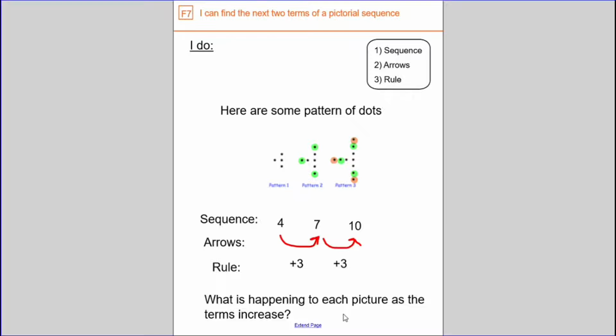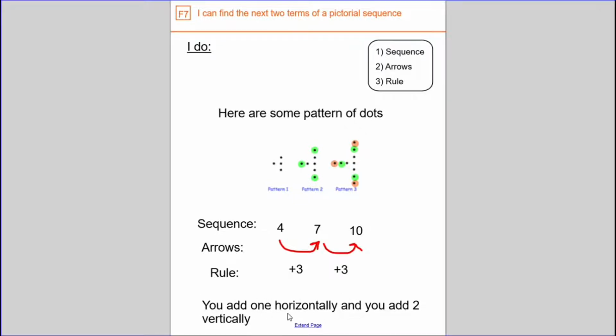Now moving on, we can see that we are adding 1 horizontally and we're adding 2 vertically, so 1 at the top and 1 at the bottom. So we need to make sure we are looking carefully at where we are adding the numbers on.